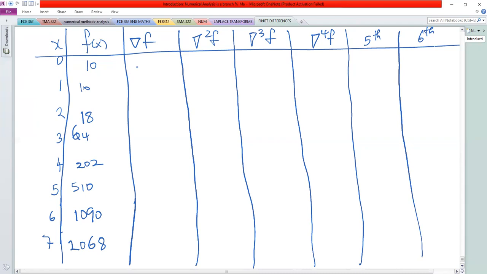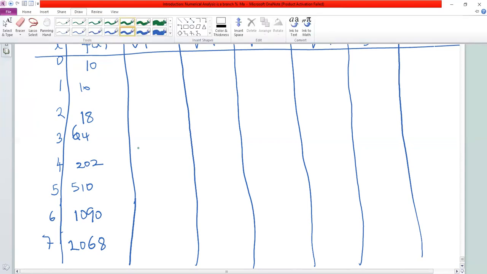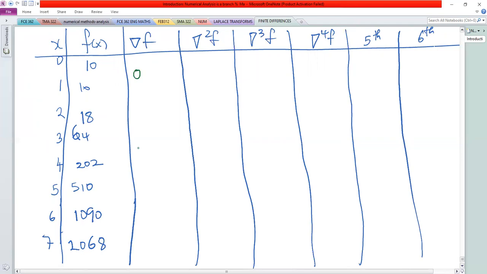So to get the difference, now these lines we have been leaving for consecutive values, you simply take the lower number minus upper number. So 10 minus 10 will give us 0. 18 minus 10 will give us 8. And then 64 minus 18 is 46. Next one is 138. Next one is 308. Next one is 580. Next one is 978.